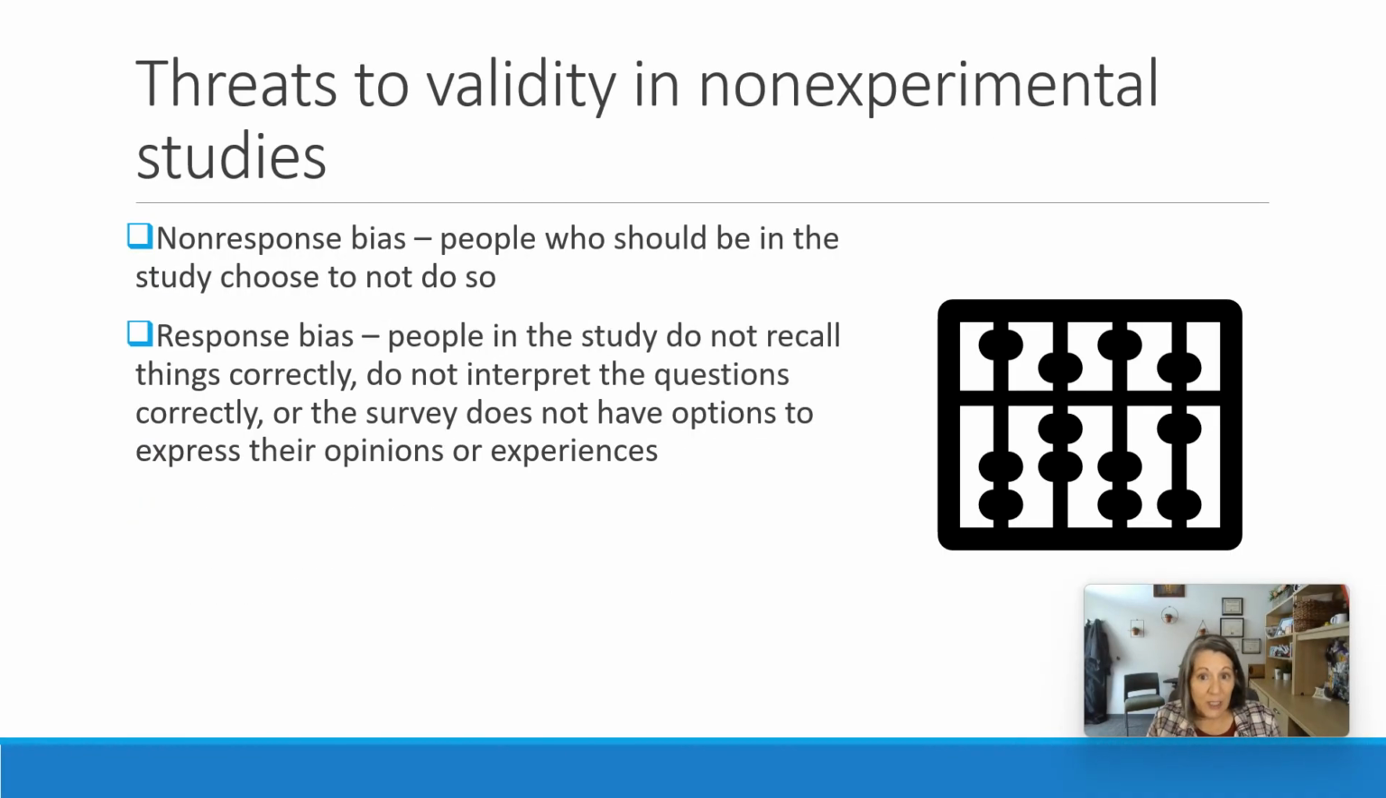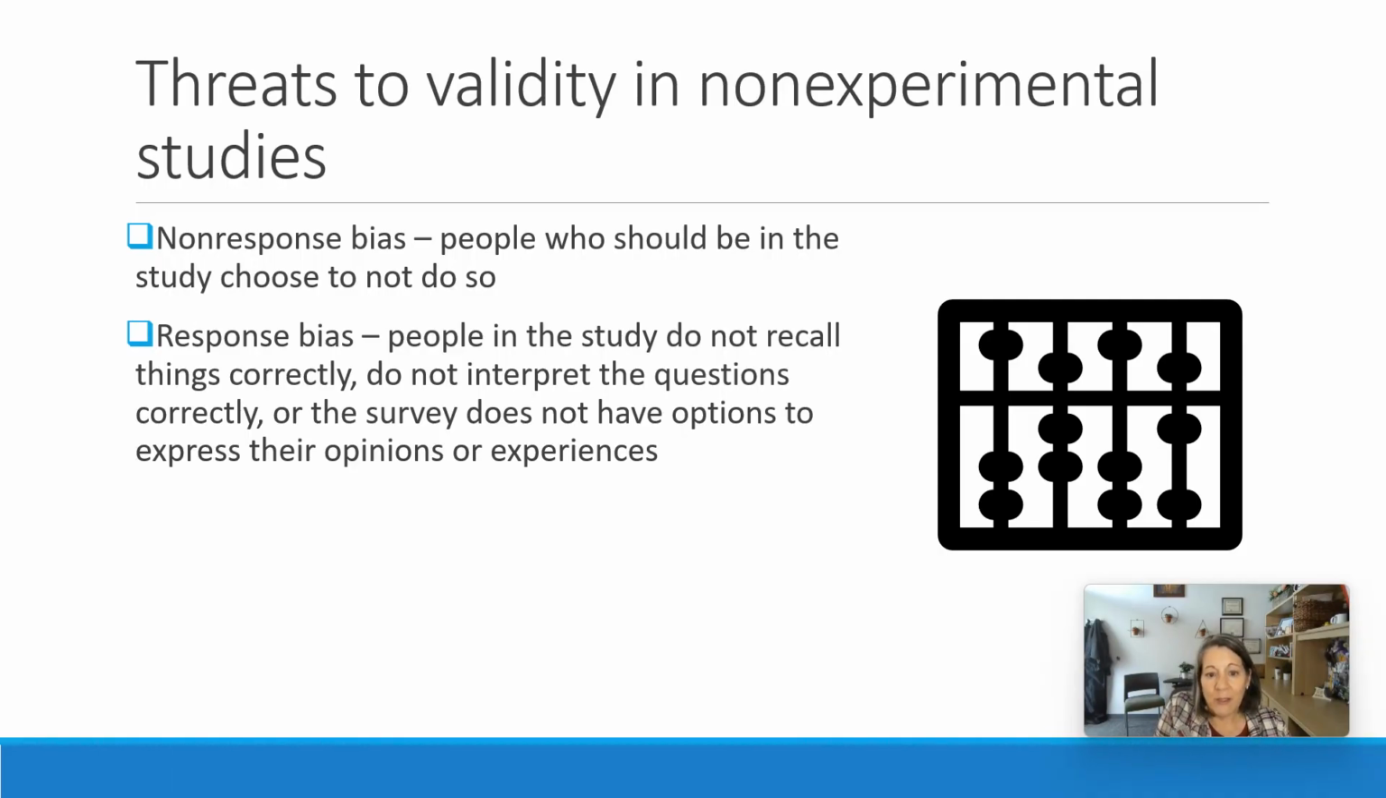There are some threats to validity, of course, in non-experimental studies as well. When you do a survey, you always have this chance that there is a non-response bias. People who ought to be included in the study choose not to do so. They just don't respond. So, for example, with the study that I did asking about ethical problems within the first 5 years of practice, that study had the unfortunate timing of coming out in April of 2020, right when COVID hit, and people were kind of busy with other things. So people who probably should have been responding to that study didn't respond because they were busy.